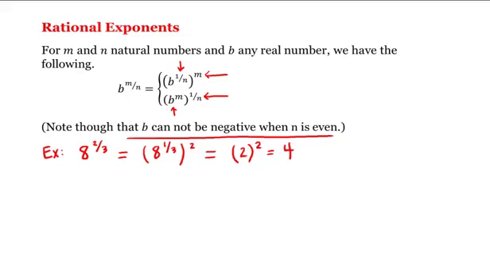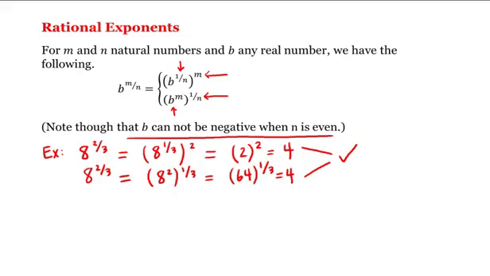Now if we use the second method, we would first square the 8. So this is 8 squared to the 1/3 power, which is equal to 64 to the 1/3 power. And the cube root of 64 is 4. So it doesn't matter, they're the same, right? So you can use either method. But in some cases, we'll want to use one method over the other.